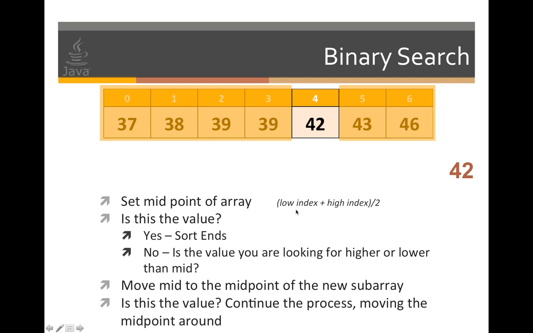The low index is 4, the high index is 4, that's 8 divided by 2. Now the midpoint is at 4. Is this the value? Yes, it is. So really, in 3 comparisons, we found the element.